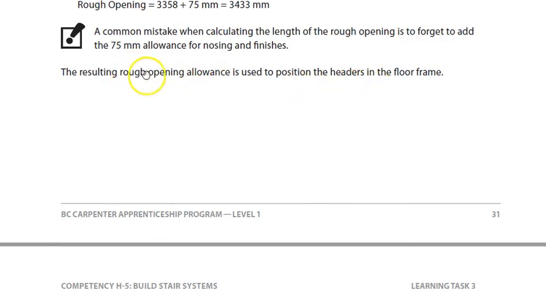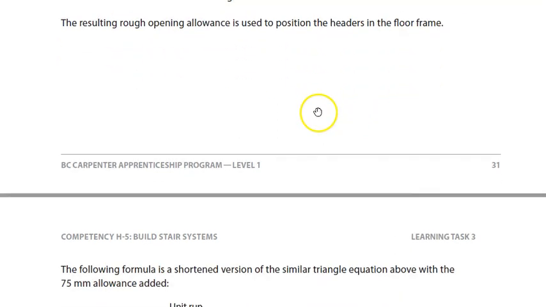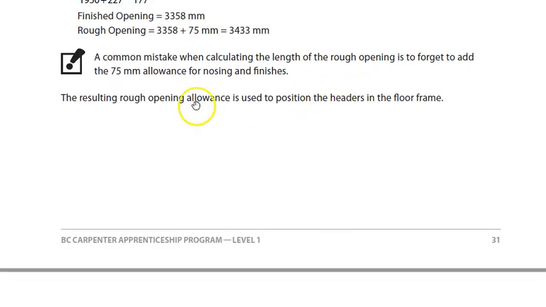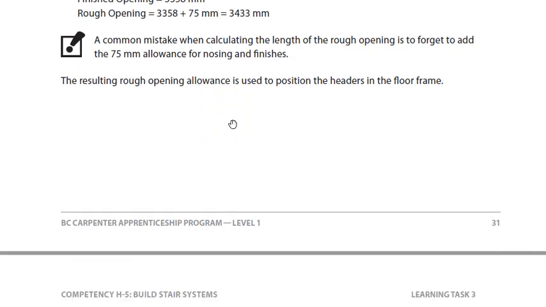And then that's what you use to position the headers in the floor frame above. So this is a reference back to H3, which talked about how to frame floors, frame openings of floors. We talked about when you need to double up your header, double up your trimmer. So if this is a bit foreign to you, you're going to have to go back and read that again and become more comfortable with that. At this point, you should know these terms and what we're talking about.